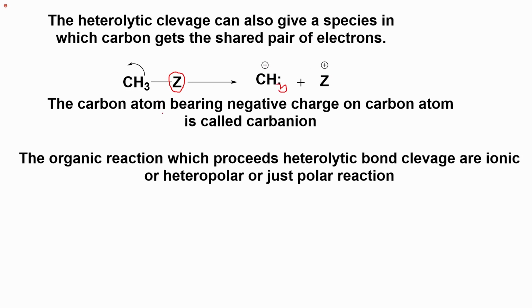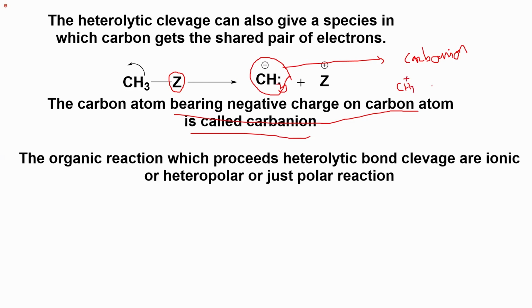The carbon atom bearing a negative charge is called a carbanion. We discussed the carbocation in the previous slide, and now we are discussing the carbanion. So if the carbon atom bears a negative charge, it is called a carbanion. If the carbon contains a positive charge, it is known as a carbocation.